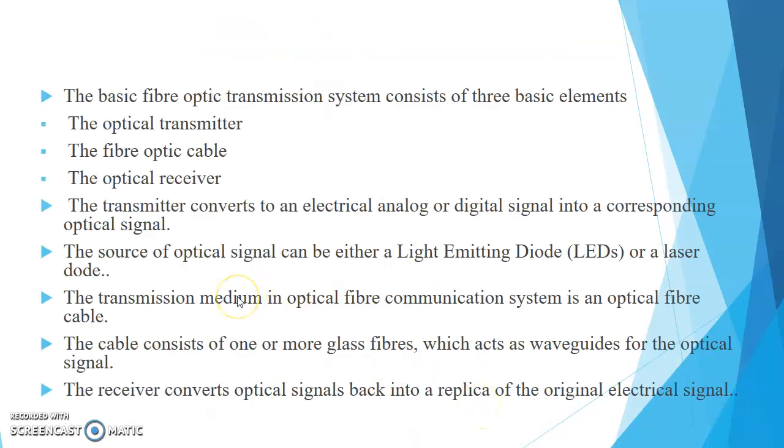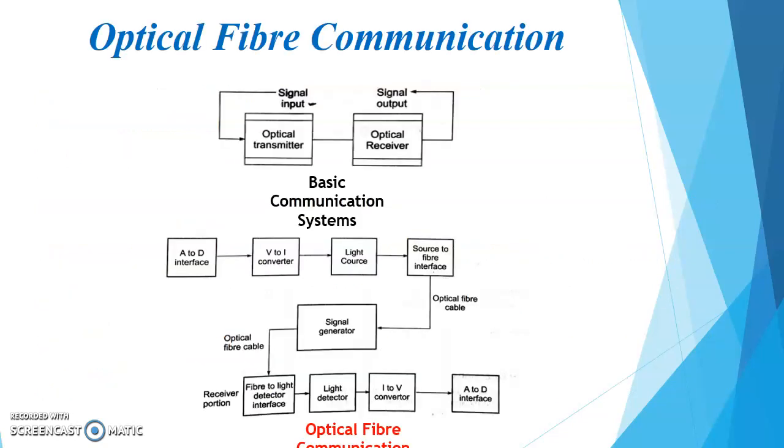Next, the transmitter converts an electrical analog or digital signal into a corresponding optical signal. The source of the optical signal can be either a light emitting diode or a laser diode.